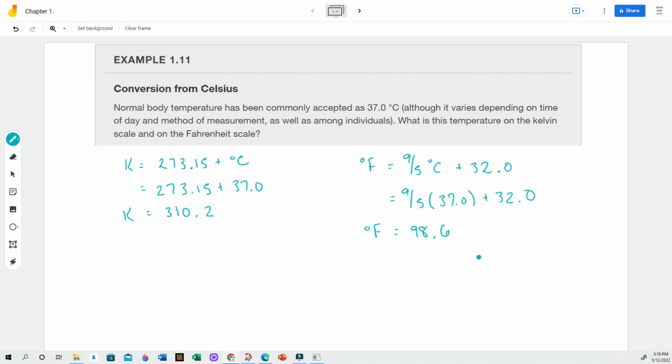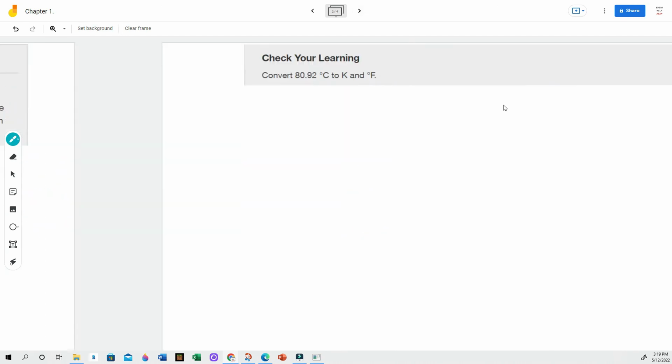98.6. Okay, so let's double check sig figs. This 9/5 is considered an exact conversion. So I should have 3 sig figs here, 1, 2, 3. And of course, now I'm doing addition subtraction, so I'm limited by my decimal places. They each have 1 decimal place, so my answer should have 1 decimal place.